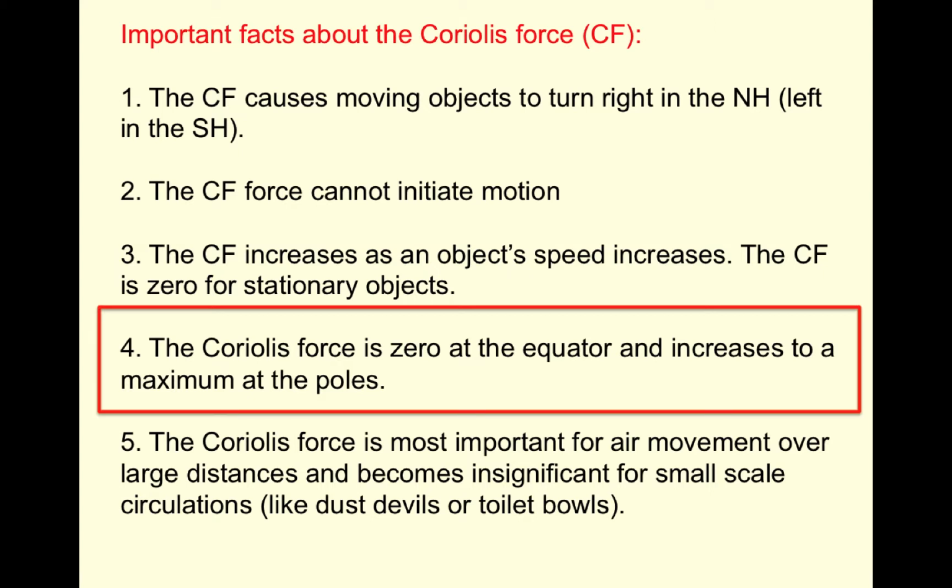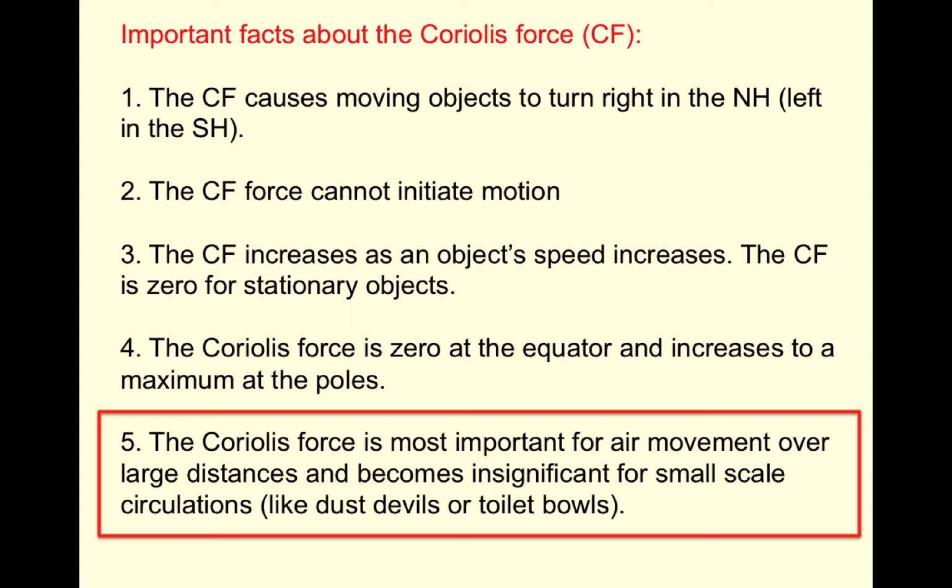The Coriolis force is exactly zero right at the equator and increases to a maximum magnitude at either poles. The Coriolis force is most important for air movement over large distances and becomes insignificant for very small scale circulations, for example, dust devils, even small tornadoes, or toilet bowl motion.